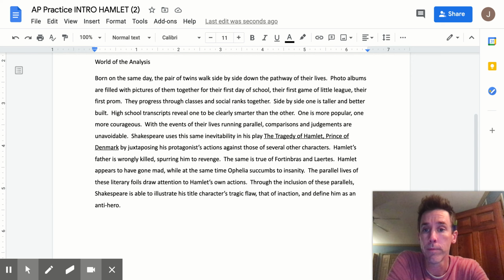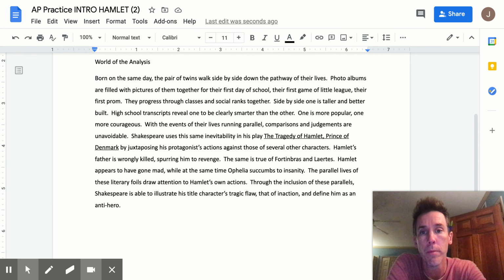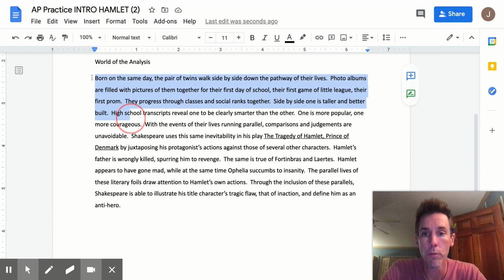Born on the same day, the pair of twins walk side by side down the pathway of their lives. Photo albums are filled with pictures of them together for their first day of school, their first game of Little League, their first prom. They progress through classes and social ranks together. Side by side, one is taller and better built. High school transcripts reveal one to be clearly smarter than the other. One is more popular, one more courageous. With the events of their lives running parallel, comparisons and judgments are unavoidable.